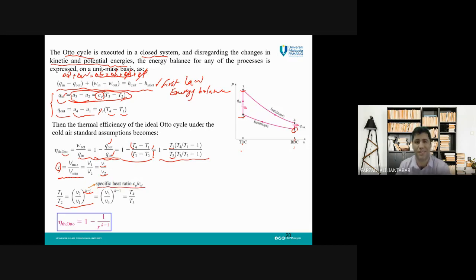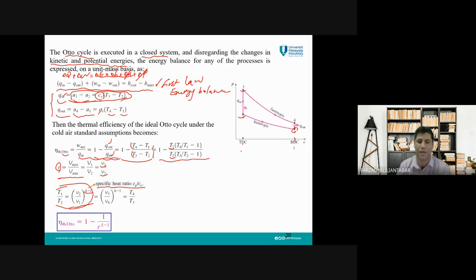I'm not going to go into its details again, but we have this equation, which is valid for ideal gases. Here you can again see why we need those assumptions. So T1 divided by T2 equals V2 divided by V1 to the power k minus 1.